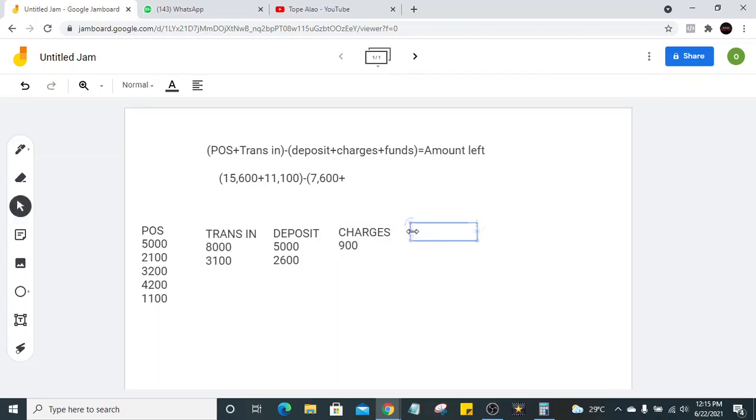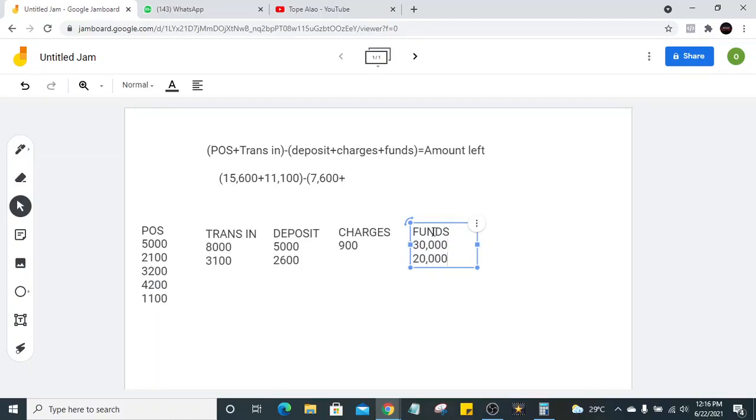So the other part is funds. Funds is the total cash you use to work that day. Let's say in the morning you use 30,000 naira. That's the cash you brought to work. Maybe later on when the money finishes, you go to the bank again to withdraw another 20,000. So that's 30,000. All these are in naira.